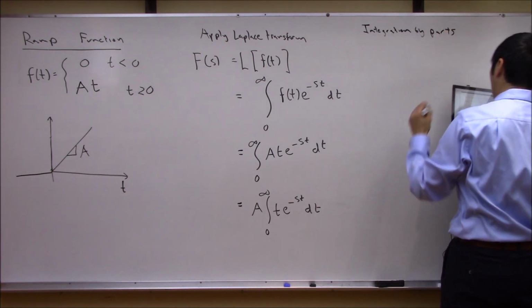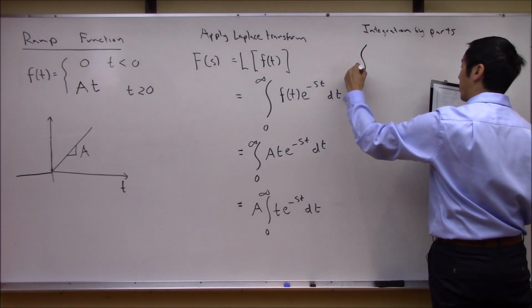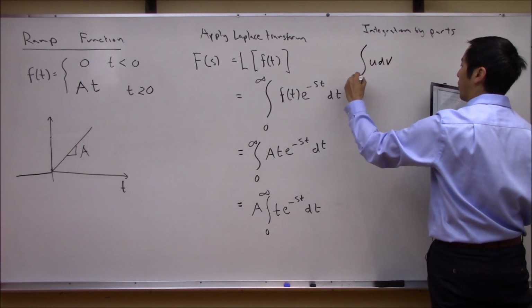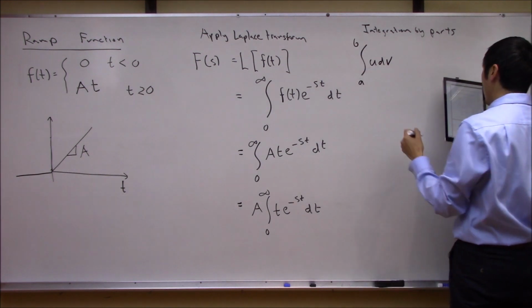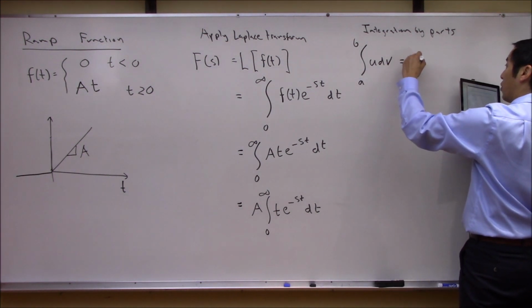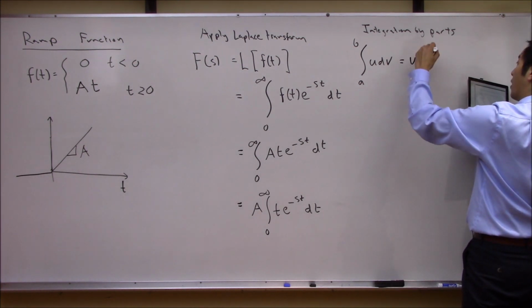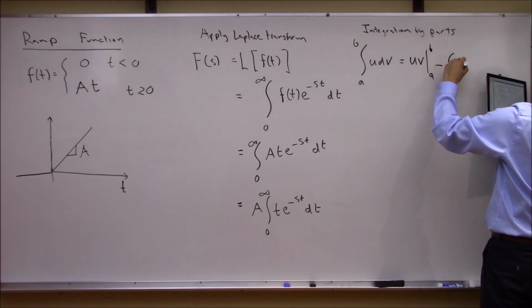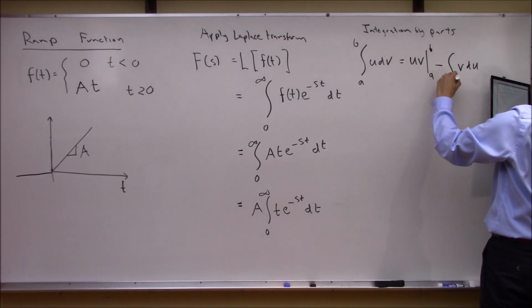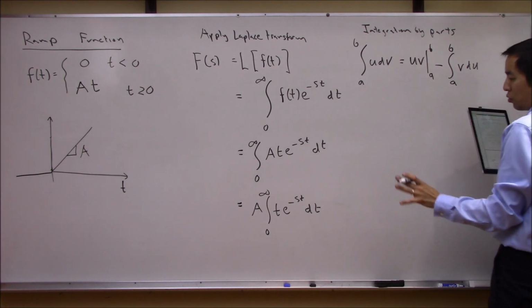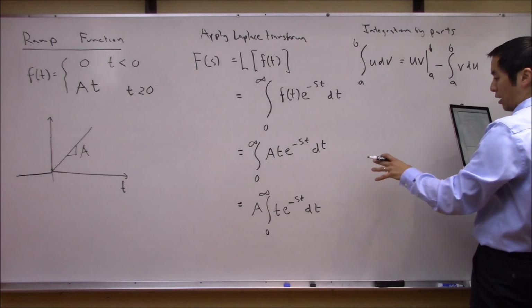Just to refresh your memory, integration by parts says that if you have the integral of u dv from a to b, that equals the product uv evaluated from a to b, minus the integral of v du over that same range, that same limit of integration. So we just need to choose u and v appropriately.